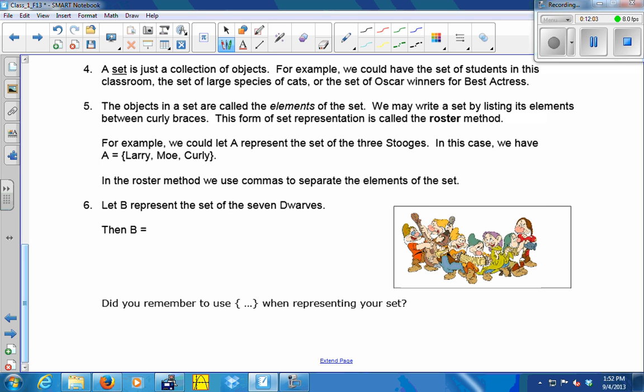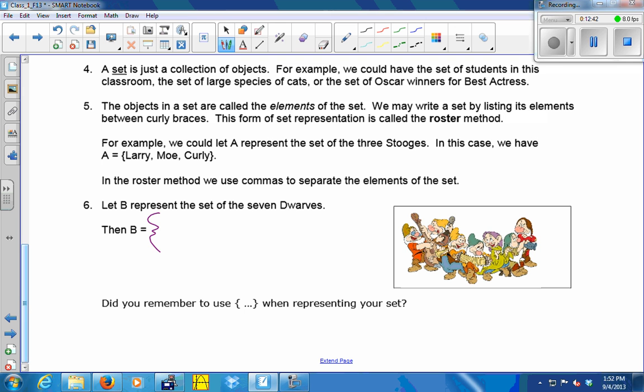Okay, so this form of set representation is called the roster method. Just write out a roster of everything in the set. So for example, we could let set A represent the set of the Three Stooges. So we would write out A equals, so the set A is, and then you put curly brackets, and you list out the members of the Three Stooges, Larry, Moe, and Curly. So in the roster method, you use commas to separate the elements of the set.